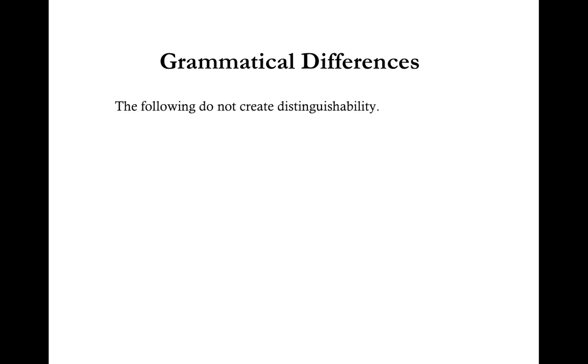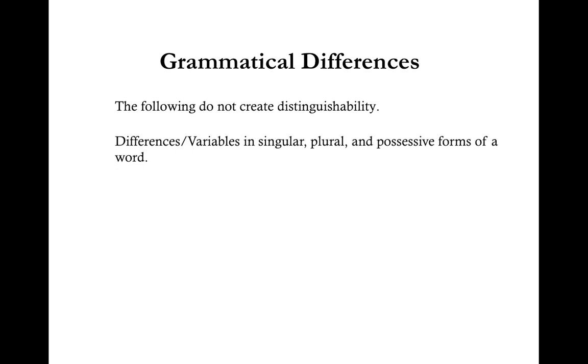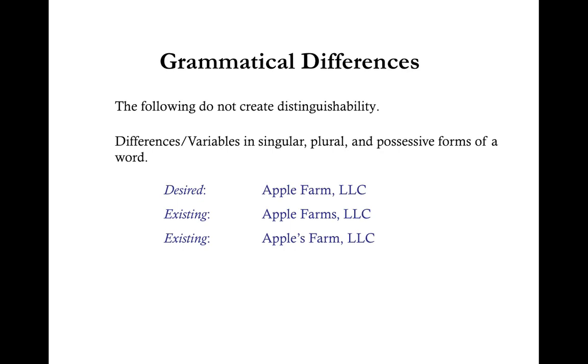Grammatical differences. The following do not create distinguishability: differences in singular, plural, and possessive forms of a word. For example, your desired LLC name is Apple Farm LLC. Let's just say during the search you found a business under the name Apple Farms LLC, or let's say you also found a business under Apple's Farm LLC with an apostrophe S.